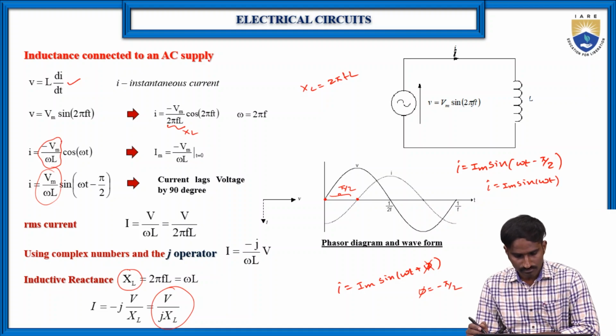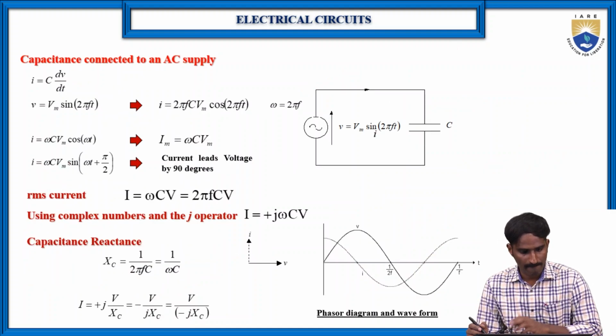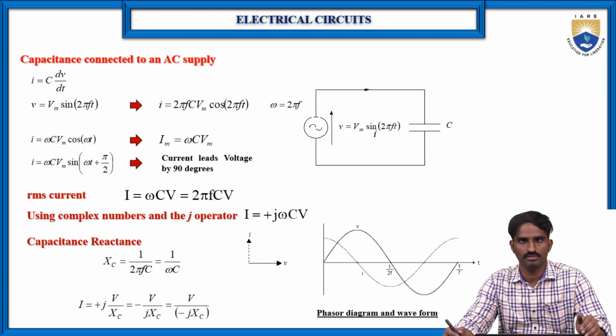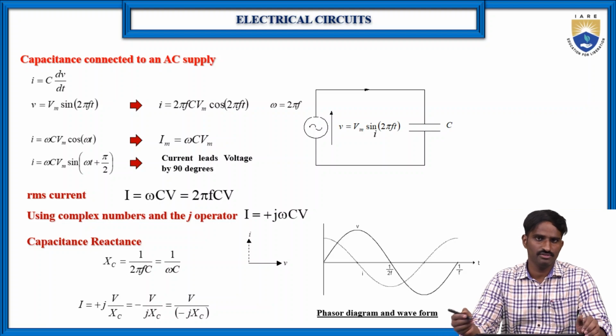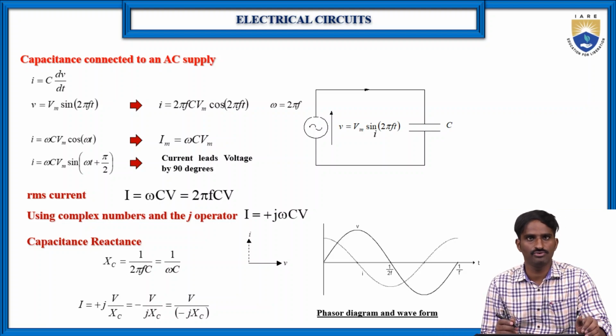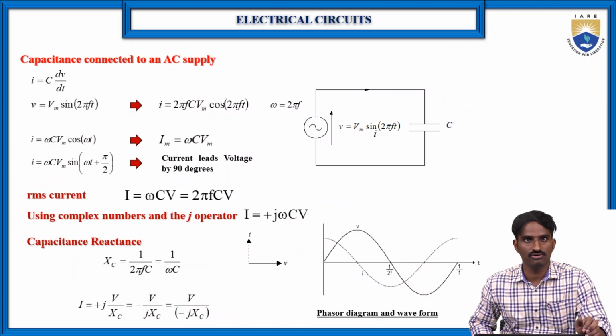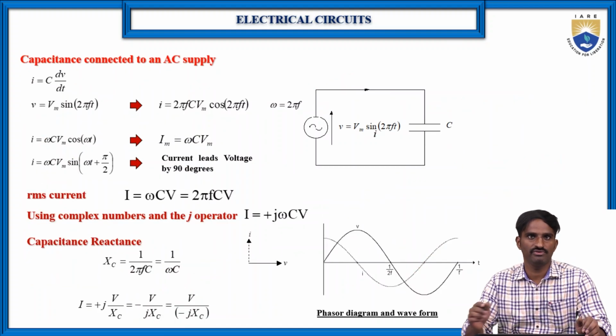Then coming to the capacitor connected to the AC supply. We already know this equation, the current I is equal to C into dV by dt. Before, it was V is equal to L into di by dt, and here I is equal to C into dV by dt.